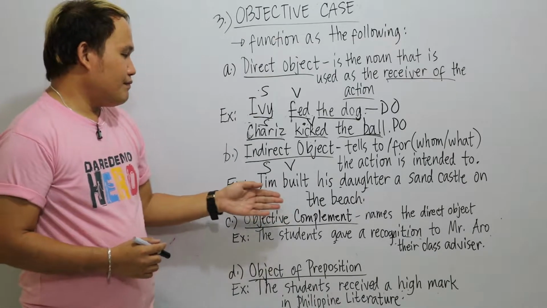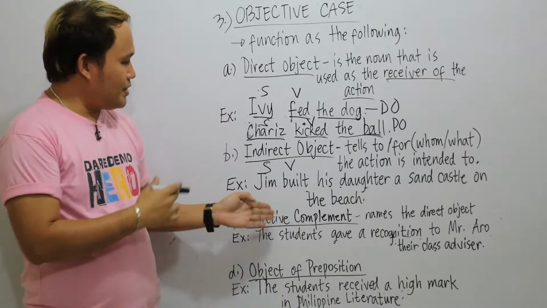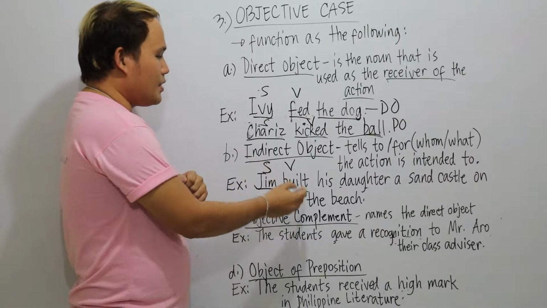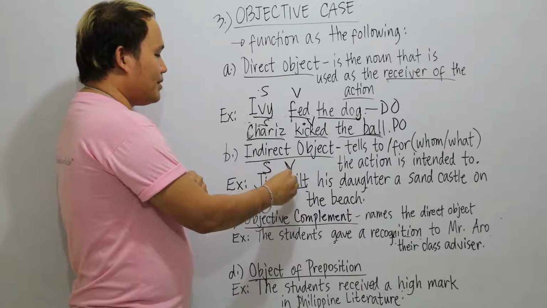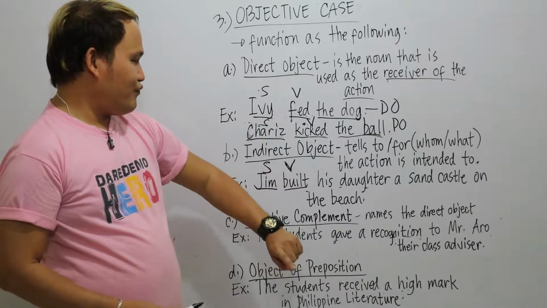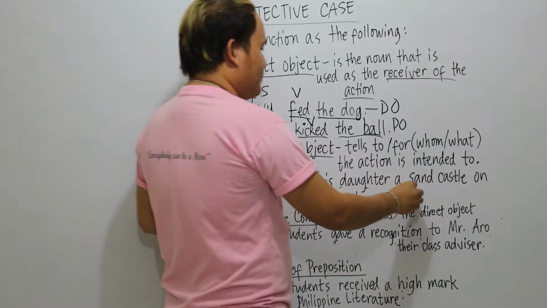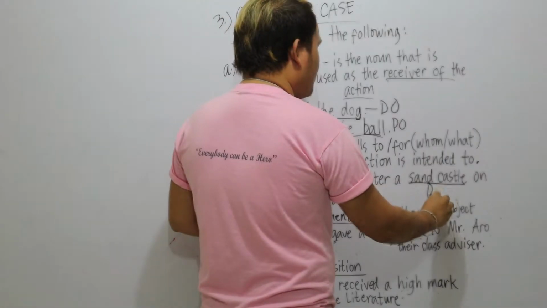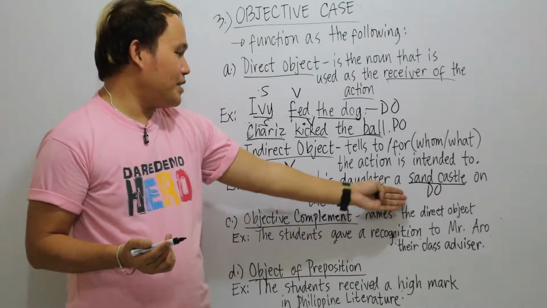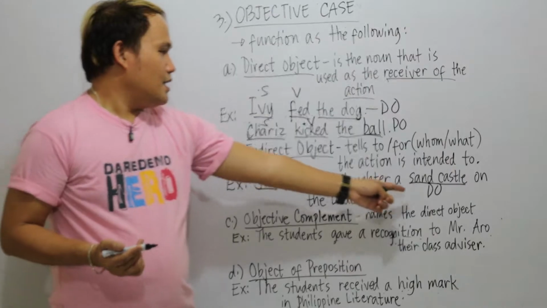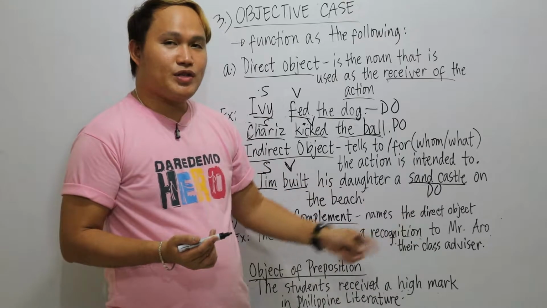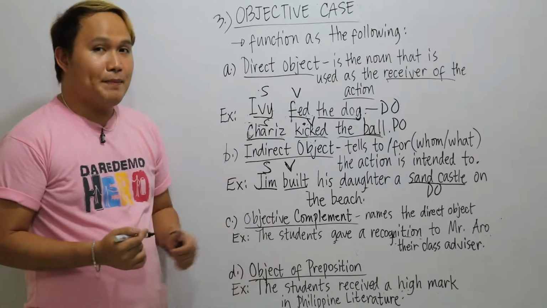Let's try to dissect this sentence. Jim is our subject. Built is the past form of build, which is the verb. And sandcastle here is our direct object, because it answers the question, what did Jim build?